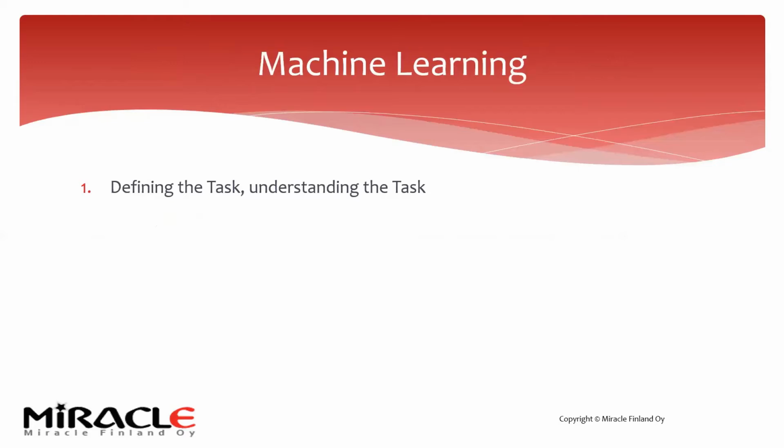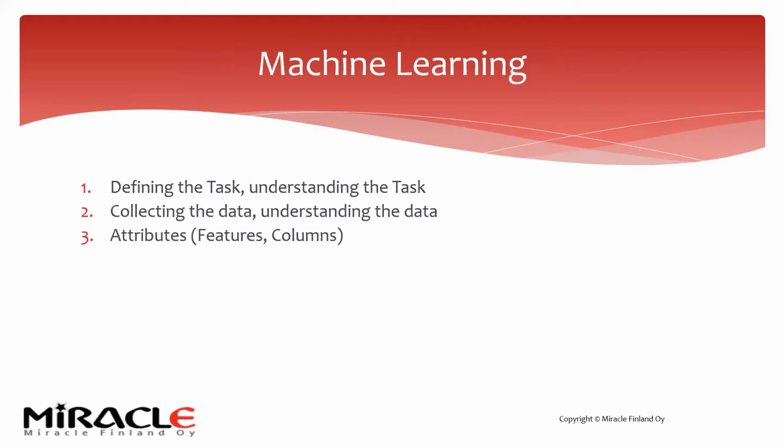When we start the machine learning process, it starts with defining the task. What are we going to do with machine learning? Then understanding what it actually means, and maybe even fine-tuning the task to really understand what we are going to do. Then we collect the data and we understand the data. What do we have in this data? We go through all the attributes. Attribute, feature, and column are slightly different words, but in this presentation I use them as the same. They mean things like birth date, name, address, street name, weight.